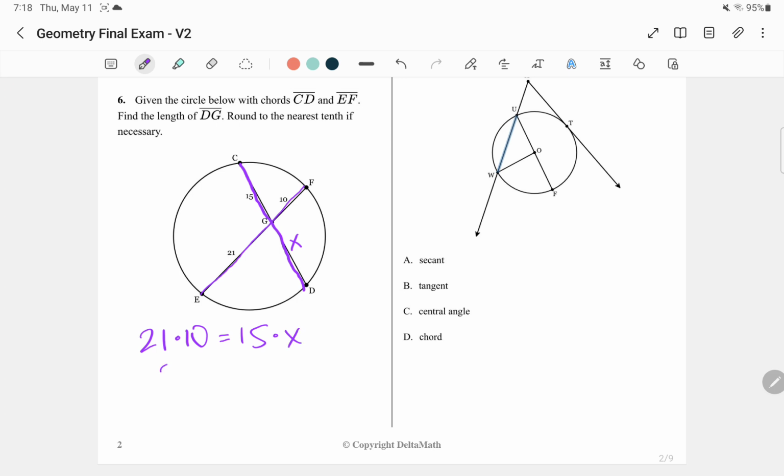21 times 10 is just 210. 15 times X is just 15X. And we divide both sides by 15 to solve for X. So 210 divided by 15 is equal to 14.